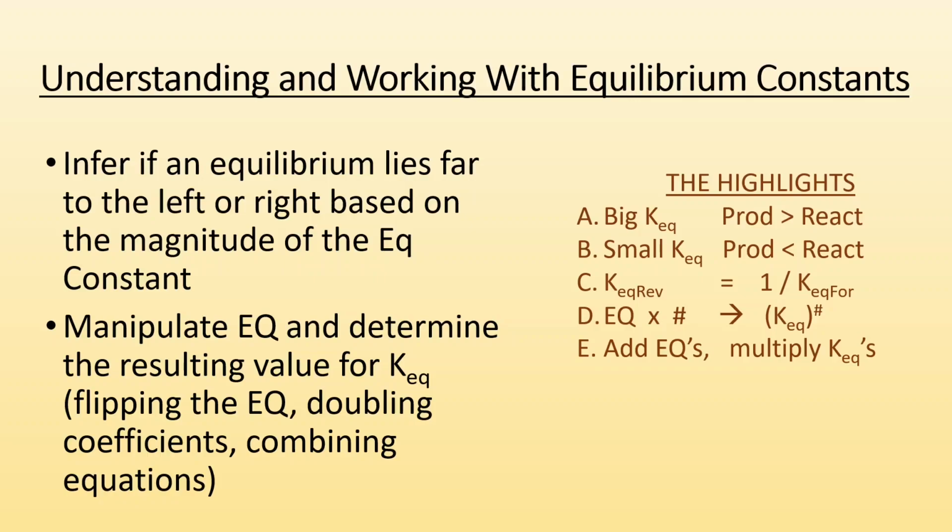This time we're taking a look at understanding and working with the equilibrium constant. So our objectives will be to infer if an equilibrium lies far to the left or far to the right based on the magnitude of the equilibrium constant, as well as manipulate the equilibrium expression and determine the resulting values for KEQ. For example, if we were to flip an equilibrium around, or if we were to double the coefficients, or we were to combine equations, what's going to happen to that KEQ value? And I got some highlights here that we'll come back to.